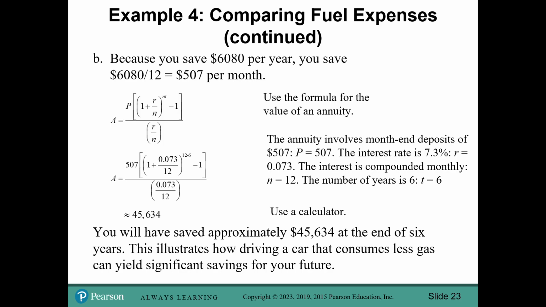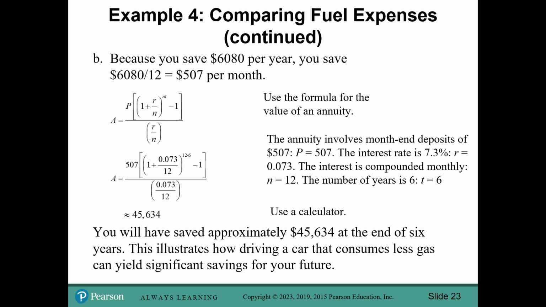Okay, so we're going to use the formula for the value of an annuity, which should look familiar here. So we're looking at P times 1 plus R over N raised to the NT minus 1 all over R divided by N. Okay, so we're making and putting $507 per month into this annuity. We're going to substitute that in. So we got 507 times 1 plus. That annuity is gaining us 7.3%.